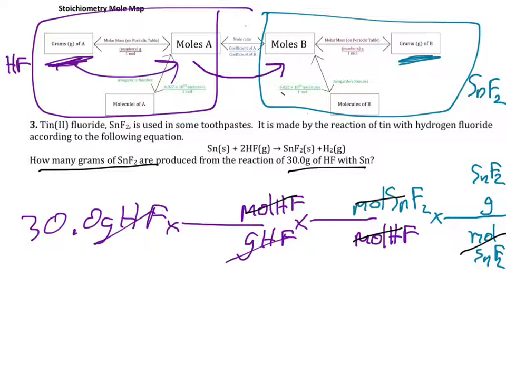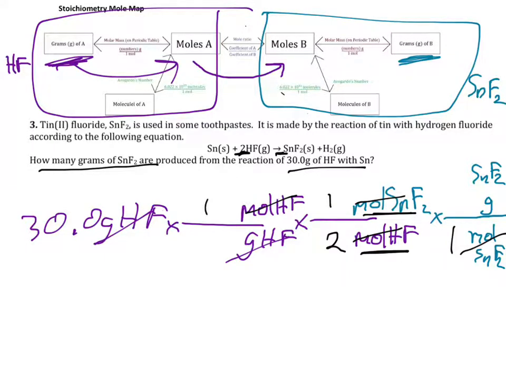What always goes in front of moles? A 1. A 1 always goes in front of moles, except when you go mole to mole. When you go from mole to mole, you use the coefficient in the balanced chemical equation. So what is the coefficient for HF? It's 2. What's the coefficient for SnF2? Well, there's nothing there, so it's a 1.